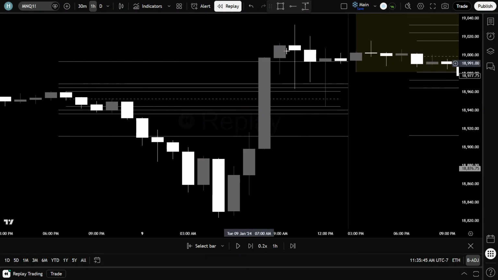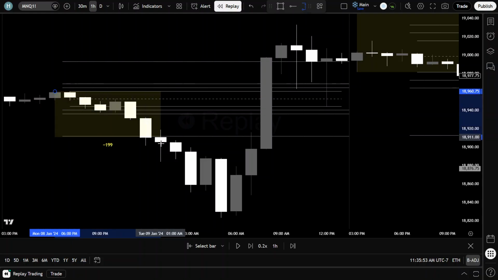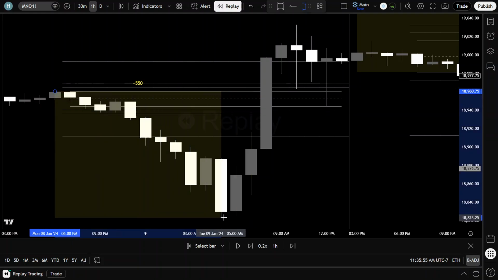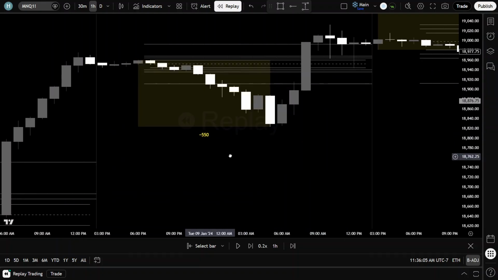Then you got this 4-hour candle high, get tapped ASAP. And then it flushed for 556. So you could have been done for the day. But yeah, 2R right there.